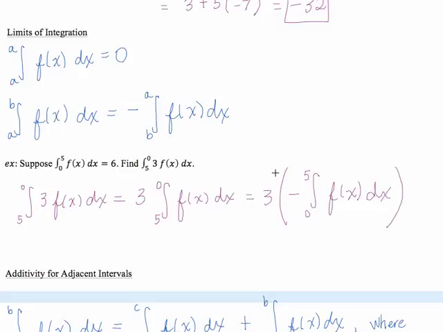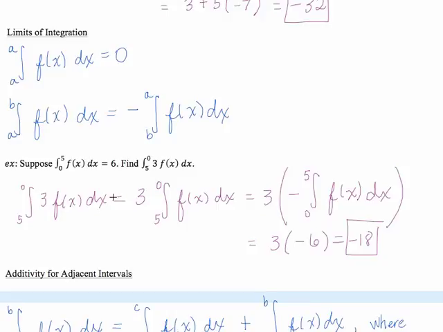And the parenthesis there indicates multiplication, so it's not 3 minus the integral, it's 3 times the negative of the integral. So that gives us 3 times the negative of, let's see, that integral is 6. Or negative 18 in this case.